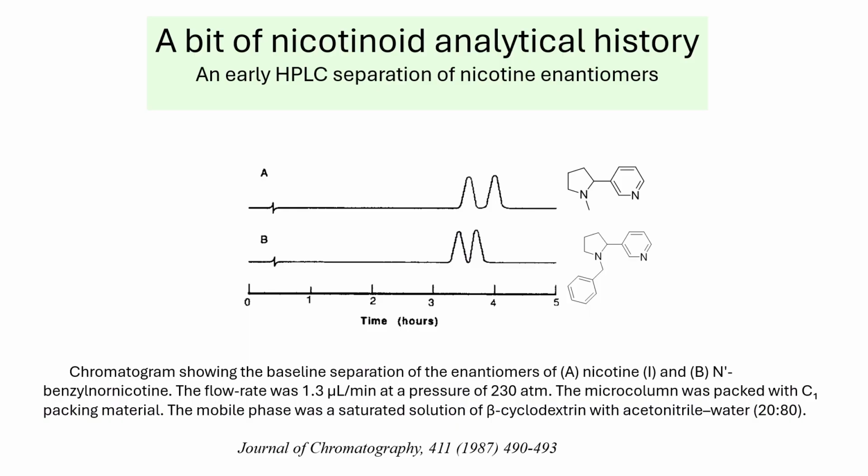A little bit of history. What's the first reported nicotine enantiomeric separation? That occurred, I believe, in 1987, and here you see the separation of nicotine and benzyl nornicotine. Note that it took 4 hours in this case to obtain the separations. It was a 1 meter microcolumn, and the mobile phase was a saturated solution of beta-cyclodextrin with an acetonitrile-water mobile phase. So you did get a separation, but not many people wanted to wait 4 hours.